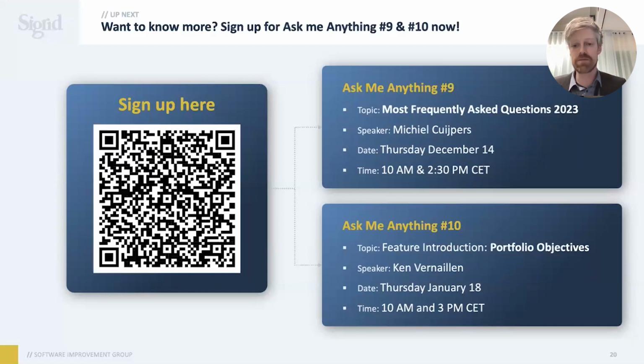Then early next year, we are going to talk about portfolio objectives. It's a recently released feature as well. It's something different from architecture quality, but it is available for all of you. You can already see it in your platform as well. But we're going to spend more time on that in January together with the Ask Me Anything session and more follow-up documentation as well. But please do sign up already for the upcoming AMAs because they are here for you.